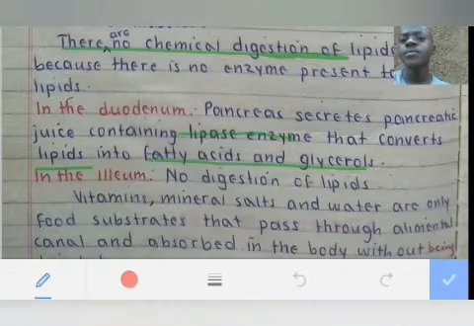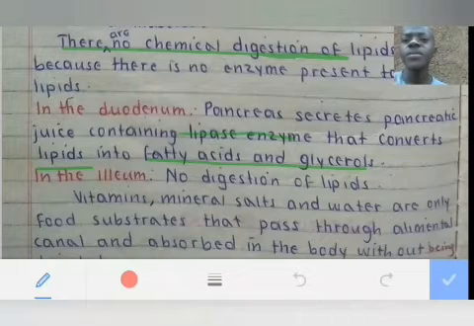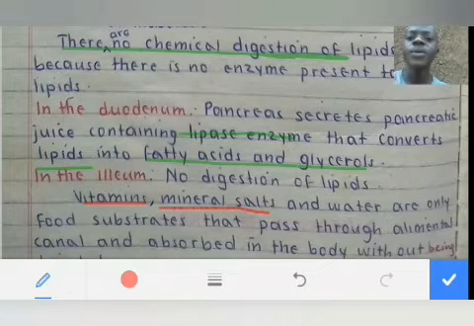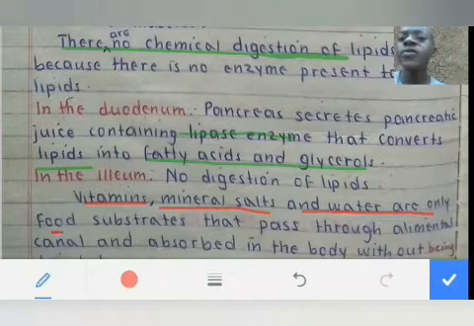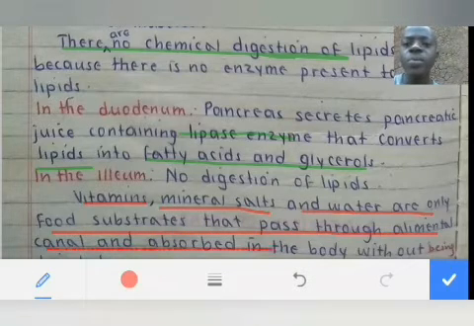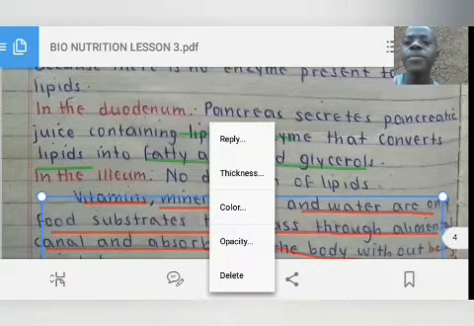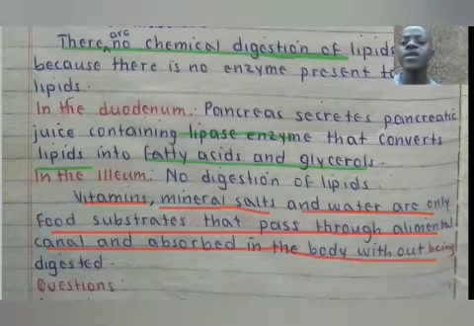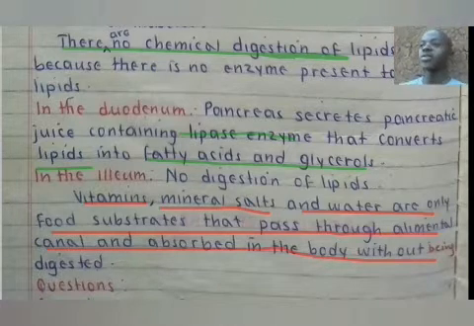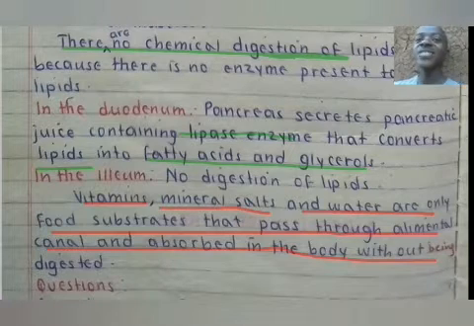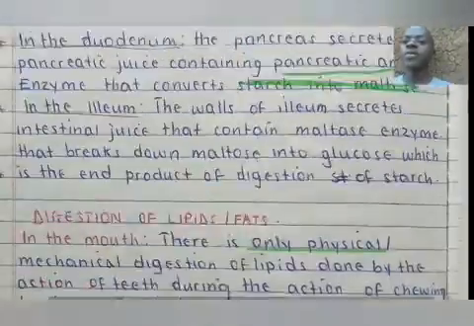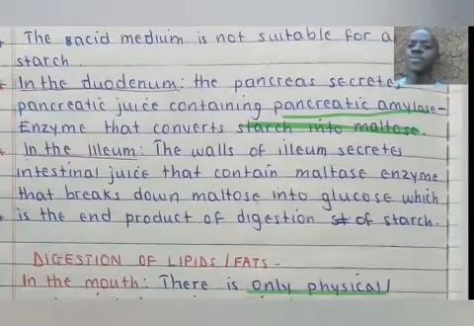So now, vitamins, mineral salts, we have the vitamins like A, B, C, the mineral salts, and water. They are the only food substances that pass through the alimentary canal and are absorbed in the body without being digested. So for those ones, they just pass without being digested. So don't go and tell people that I drank water and it was digested. No, it is not digested, for it moves directly and is absorbed into the bloodstream.